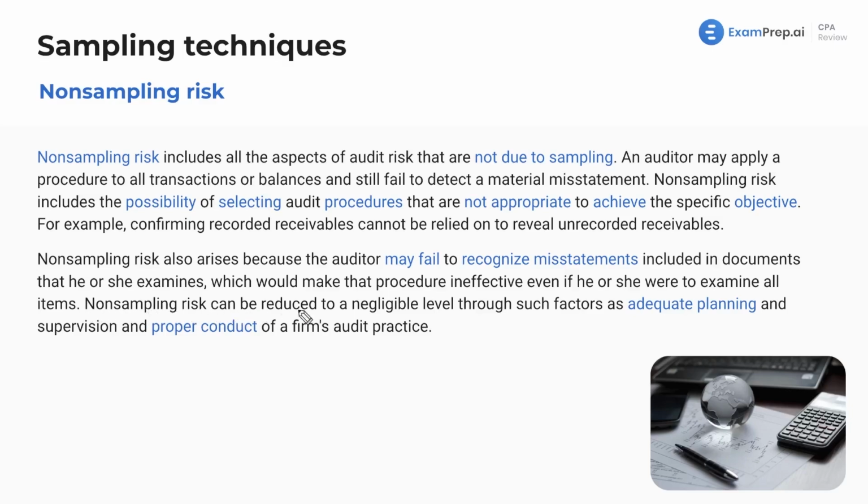Non-sampling risk can be reduced to a negligible level through factors such as planning and proper conduct. Really just risks that we talk about in other lessons, other sections: fraud risk, procedural risk, all of these risks that just don't fall under the umbrella of sampling risk. Because maybe you could sample perfectly, but if you don't have all the documents you need, so if you don't have a total population, that's non-sampling risk.